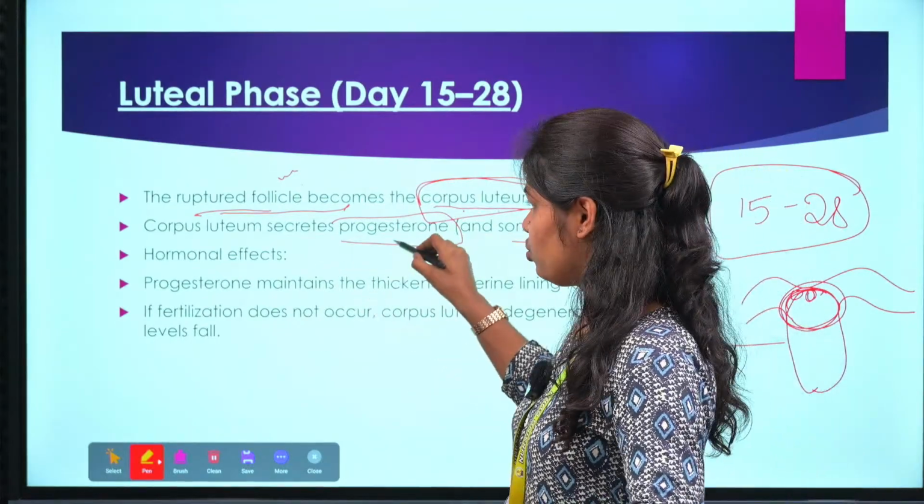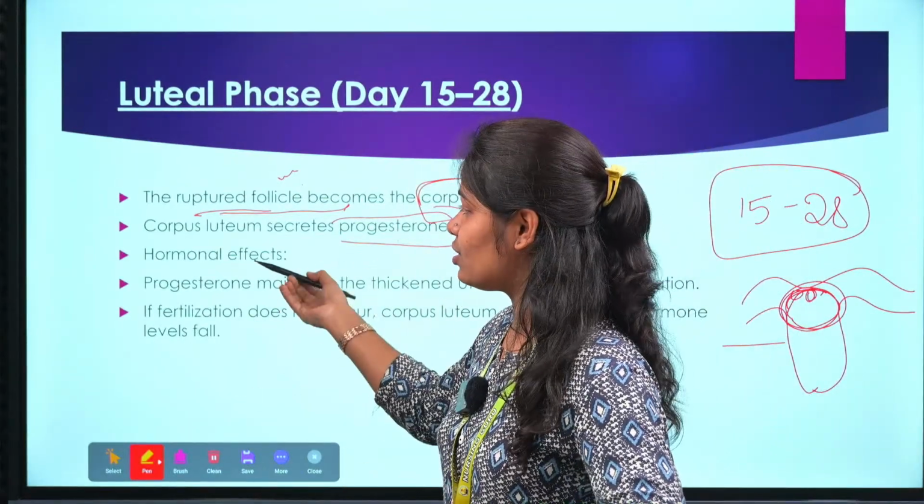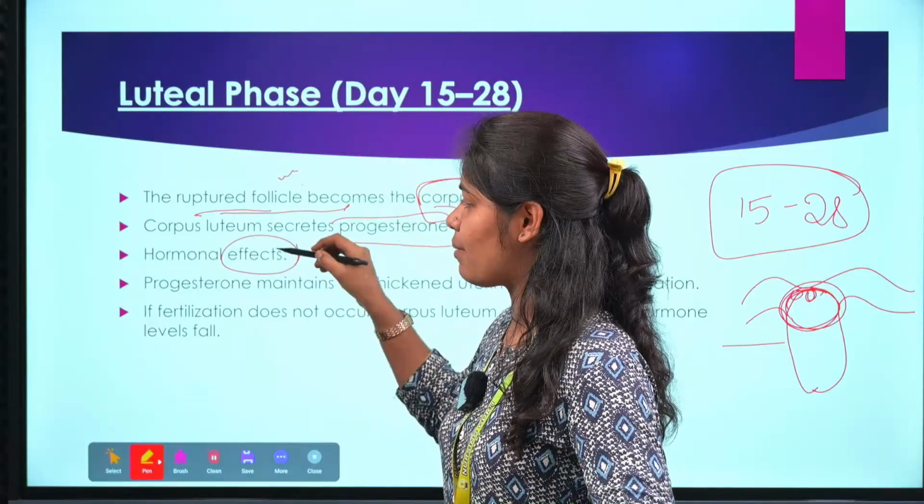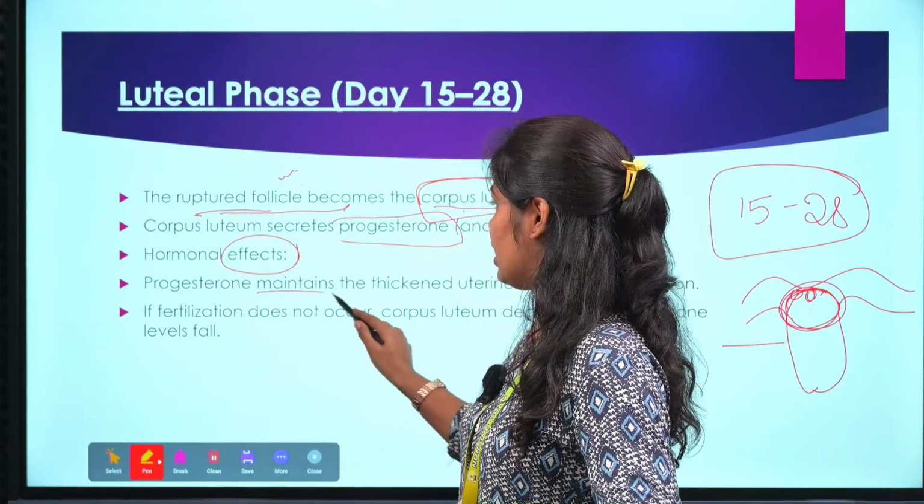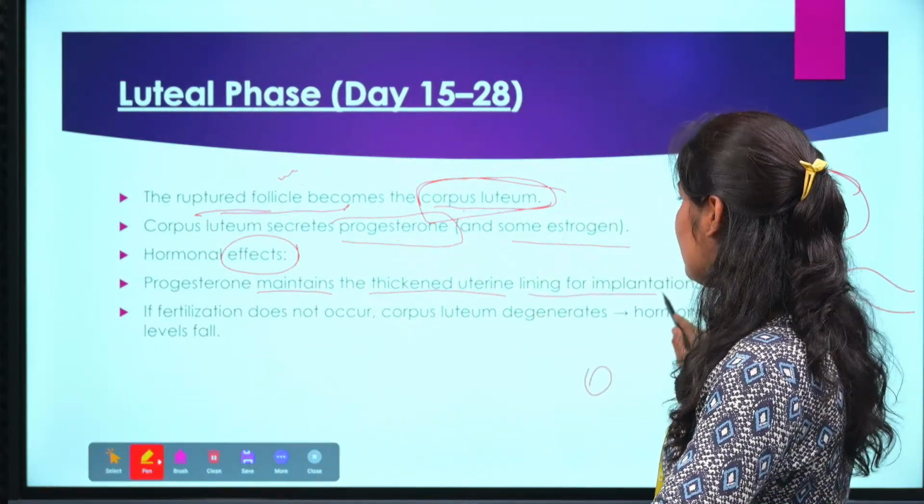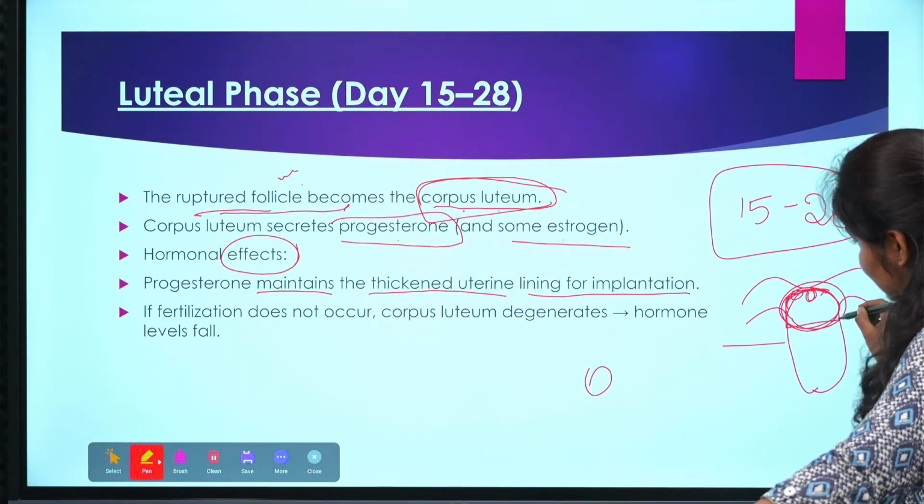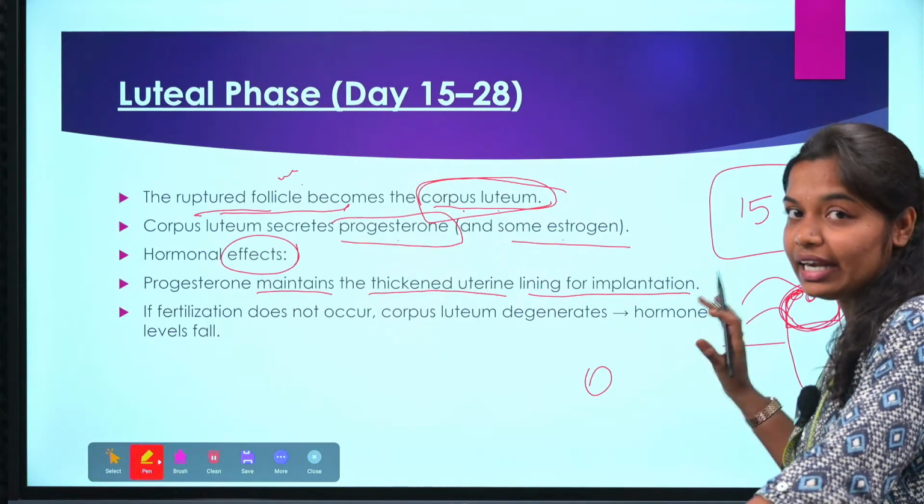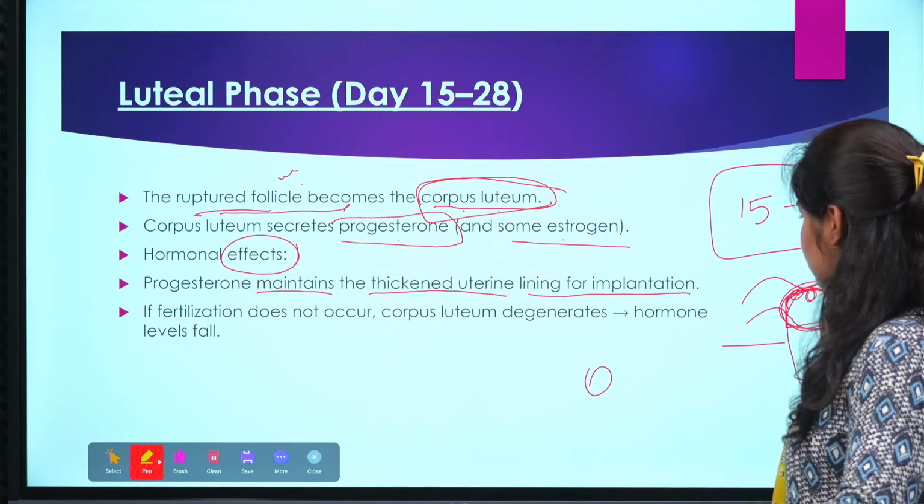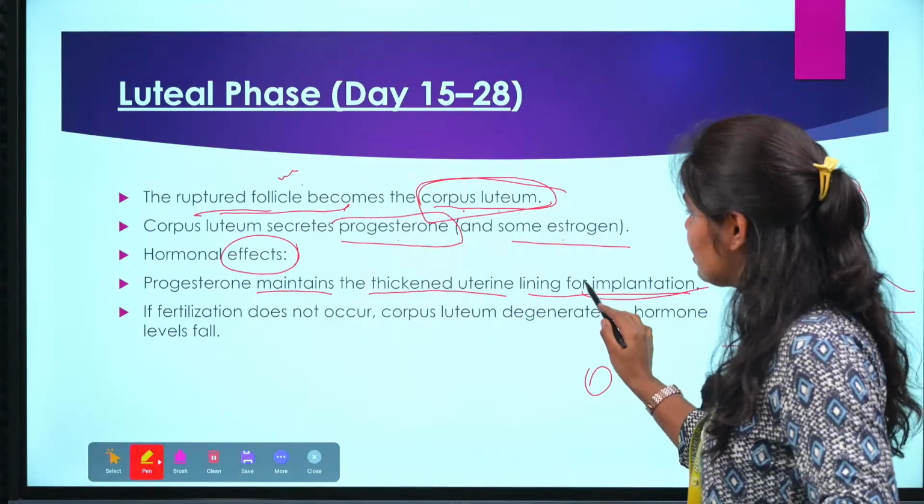Hormonal effect: due to the progesterone level increasing, what are all the effects going to happen in the woman? Progesterone maintains the thickened uterine lining. This process we will call implantation, which makes the uterus ready for the pregnancy.